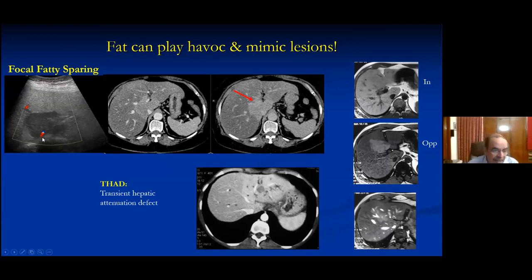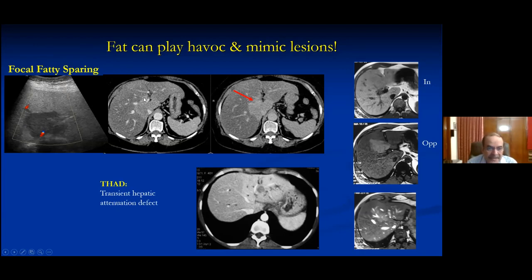This is a patient where the background liver on ultrasound was looking very echogenic. There was this hypoechoic area. We were not sure, are we dealing with a tumor? Is this a space-occupying lesion? We did a CT, and on CT, the background liver was all fatty, right? Very low in attenuation as compared to the spleen.